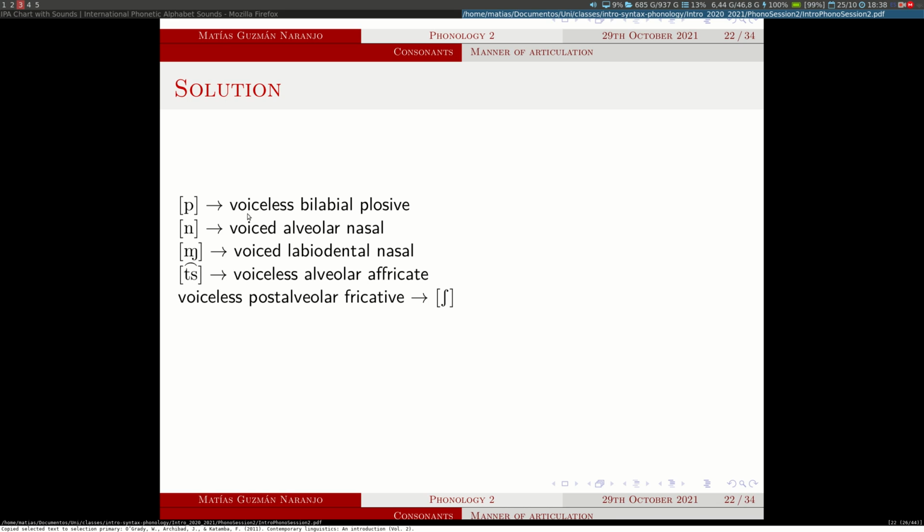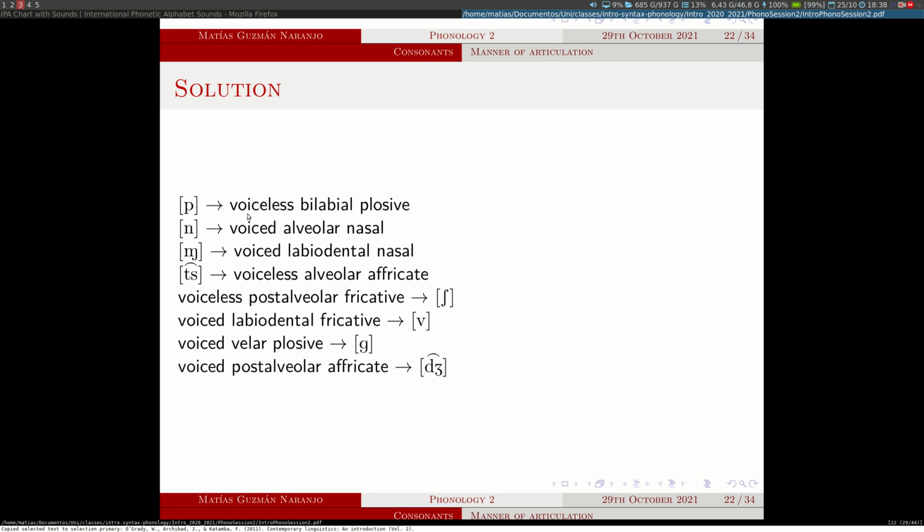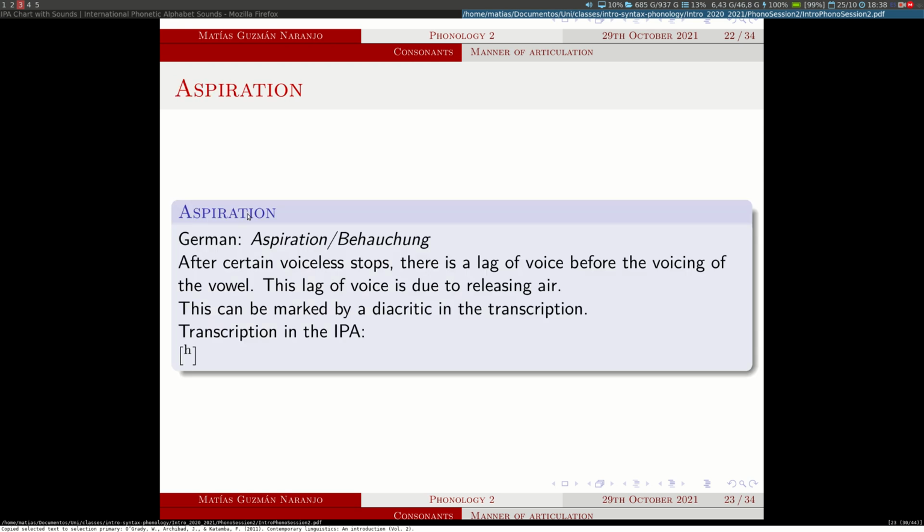And the other way around, the voiceless postalveolar fricative is sh, and that's the symbol. A voiced labiodental fricative is v, and that's the symbol. A voiced velar plosive is g, and a voiced postalveolar affricate is j. So you should practice this. You can use the page I gave you for the International Phonetic Association and do this on your own. This will help you understand and learn IPA much better and much easier.